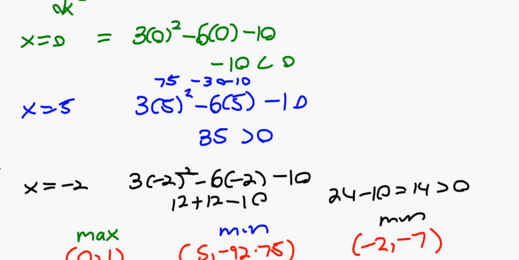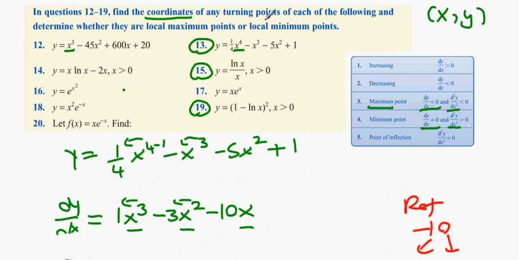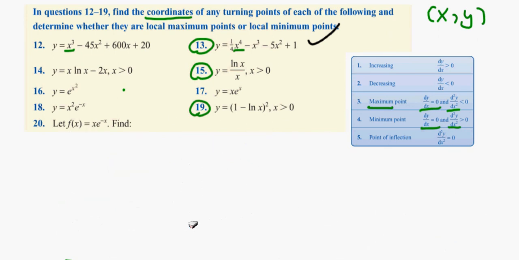Now finally, read the end of the question. Find the coordinates of your turning points for each of the following, and determine whether they are local maximum or minimum points. So we've done that one successfully. Now we're on question 15, which is the same type of question.